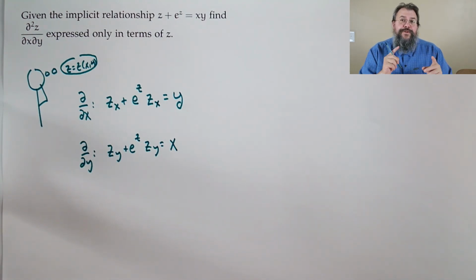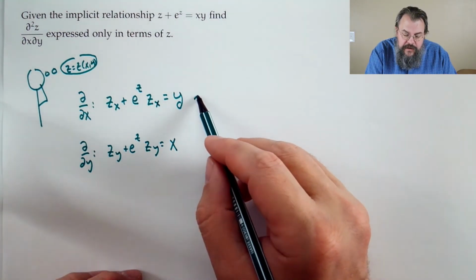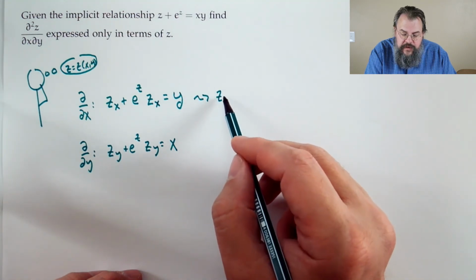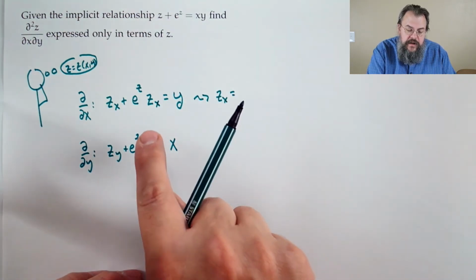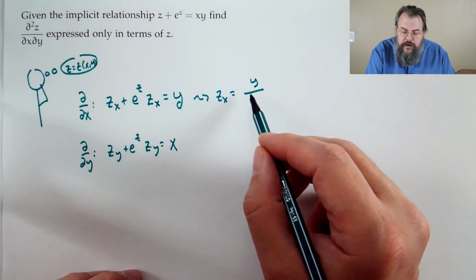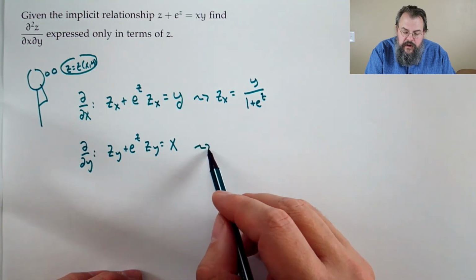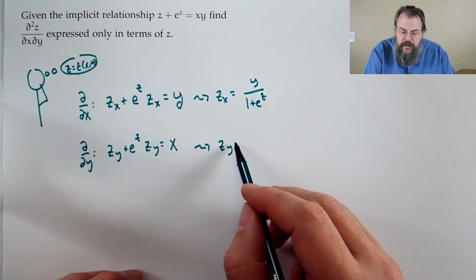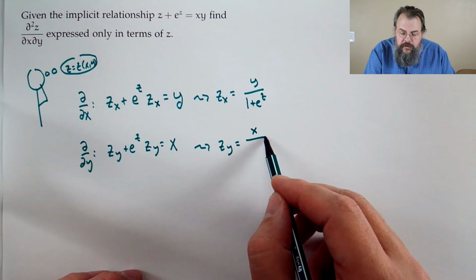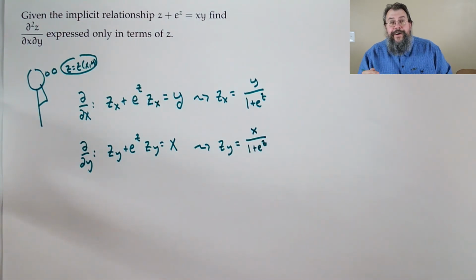Now, there's kind of two schools of thought. One school of thought says, well, let's solve for these partial derivatives. So, for instance, z sub x, it's not hard to do. You factor it out and divide, and you get that. You get y over 1 plus e to the z. Or if you did that down here, you'd say z sub y would equal x over 1 plus e to the z. Now, how do we get z sub xy, you ask?